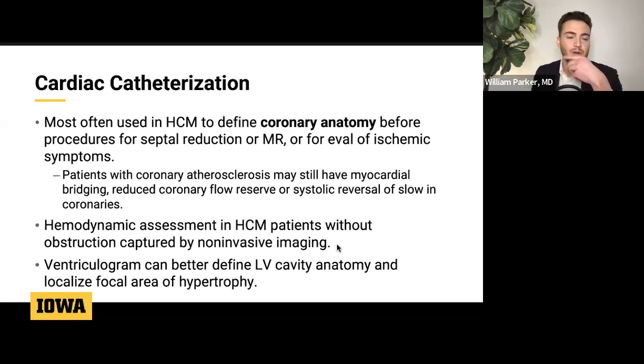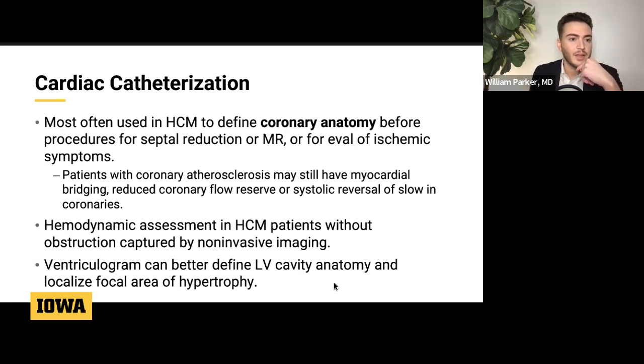Interestingly, as I mentioned, about 20% of patients with hypertrophic cardiomyopathy do have atherosclerotic coronary artery disease. However, even if you don't have atherosclerosis, you can still have coronary artery disease, if you want to define it that way, in the form of myocardial bridging. So your coronary is diving under the ever expanding LV myocardium and getting essentially pinched. Reduced coronary flow reserve, particularly with microvascular disease, and systolic reversal flow in the coronaries.